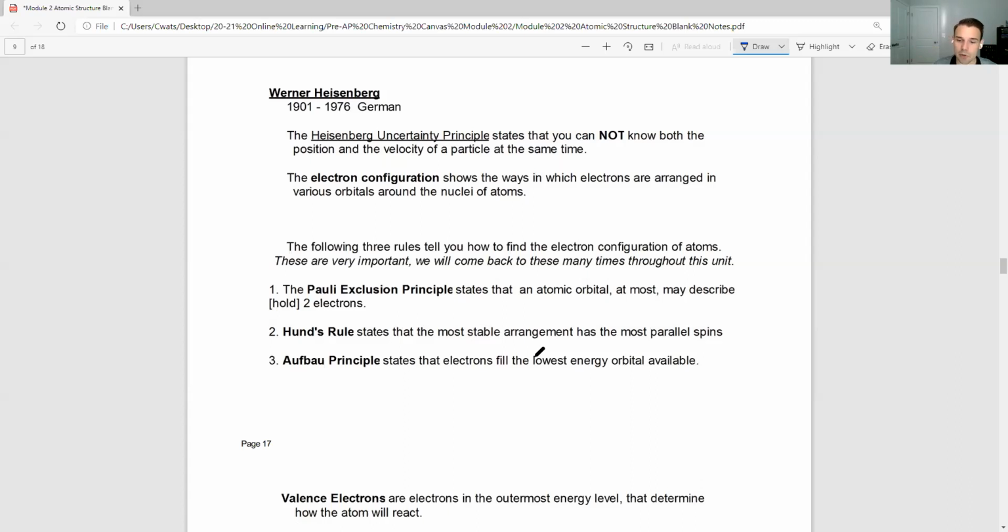The Pauli exclusion principle says that an atomic orbital at most may hold 2 electrons. Hund's rule states that the most stable arrangement has the most parallel spins. Again, we'll talk about what all these things mean. The Aufbau principle states that electrons fill the lowest energy orbital available.